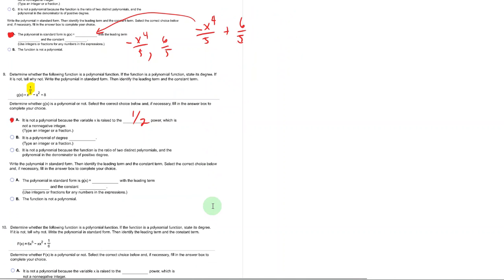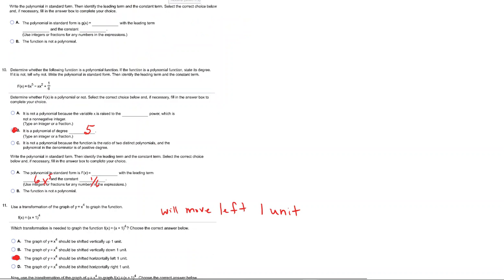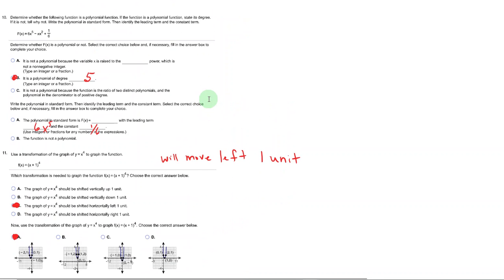Number 9, determine whether that function is polynomial. And we should notice real quickly, it has an exponent of 1/2, and we said that they could not be fractions. Could not be fractions. Number 10, is this thing polynomial? There's absolutely nothing that keeps it from being that. It is a polynomial of degree 5. Write it in standard form. It is in standard form here, so you would write that. The leading term is the 6x to the 5th. The constant is the term that does not have an x, so that'd be a 1/6.